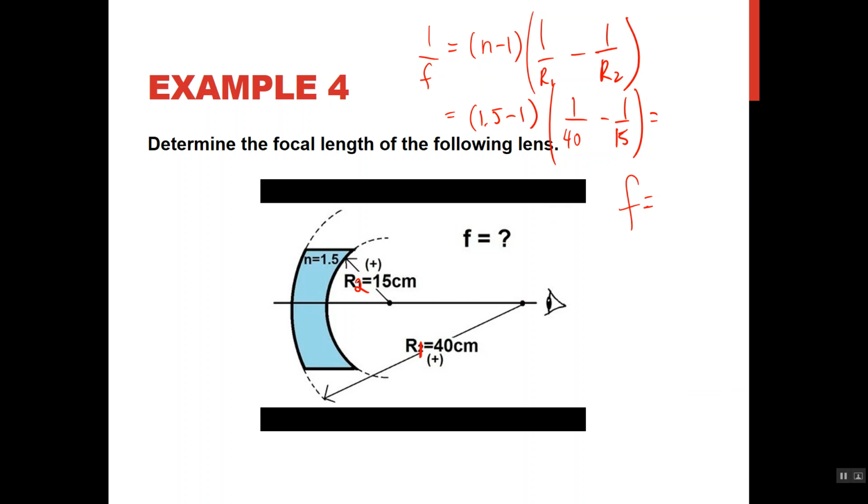Someone got a focal point? In centimeters or in meters, it doesn't matter. Minus 48? Does everyone agree with that?